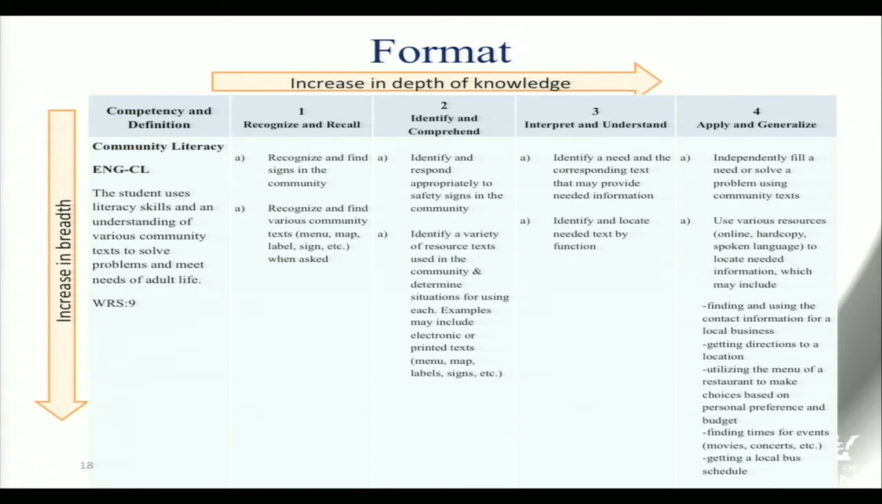Below this, in the second row, you see competency in bold. On this page, the competency is community literacy. Directly below the competency, you see an abbreviation that teams can use for quick reference. This abbreviation for community literacy is ENG-CL. Below the abbreviation is the definition of the competency. This provides a brief statement of what the student will do upon mastery of skills within that competency.